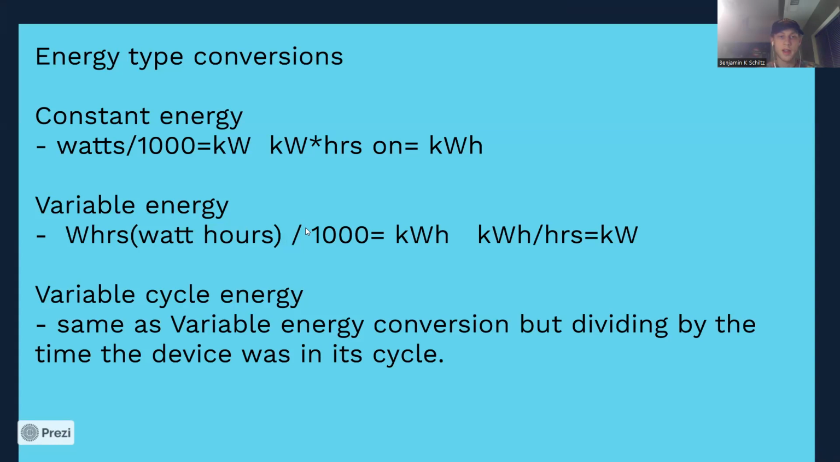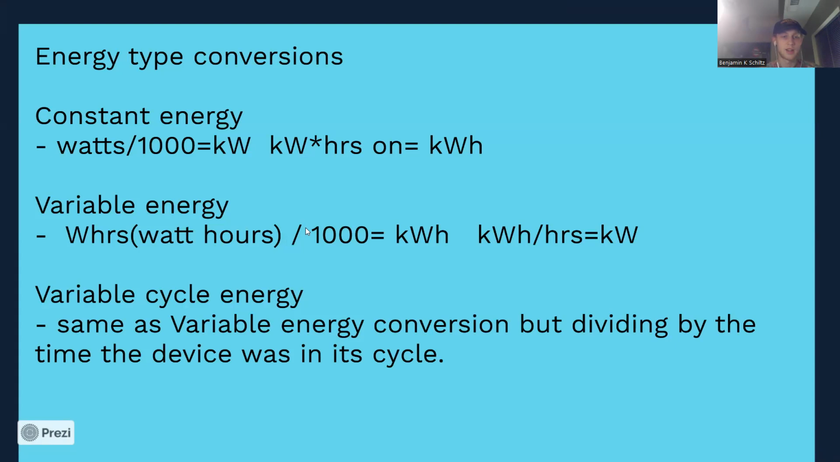So watts divided by 1,000 is kilowatts. Kilowatts times hours is kilowatt hours. So that's for the constant energy devices. For variable energy devices, you measure the watt hours and the time that it was on for. So divided by 1,000 gives you kilowatt hours. Kilowatt hours divided by hours gives you the kilowatts.